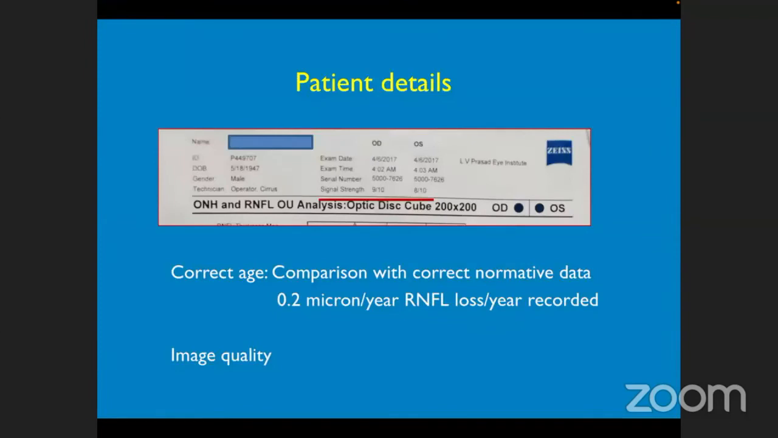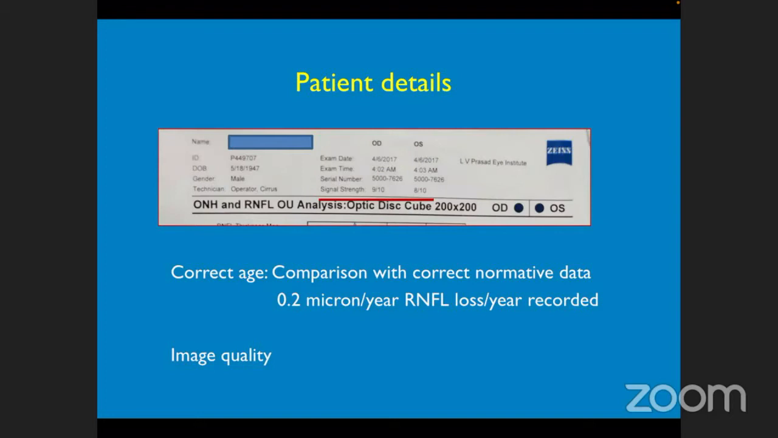The first part is the patient details. The name and the other confirmatory information about the patient should be included in the data, as you want to follow up the same patient and have the same scans in the future. Comparison with the correct normative data can be done only if the date of birth or the age of the patient is entered correctly, as there is 0.2 micron per year decrease in the RNFL thickness, or you can say there is 2 micron per decade decrease in the RNFL. So the age is a very important parameter here.